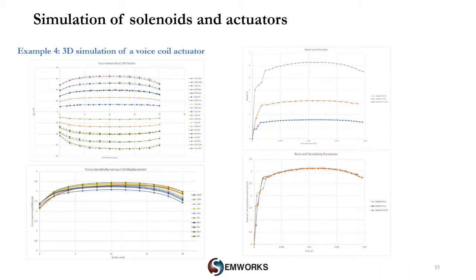These graphs represent the Lorentz force results versus several variables. We can see the results of the force versus both current and coil position. From these results, we can compute the force sensitivity parameter, which shows that the force of a voice coil actuator is constant for a wider range of stroke, which is opposite to the case of the plunger. At the right side we can see as well the back EMF results and the sensitivity parameter of the back EMF versus different speeds.